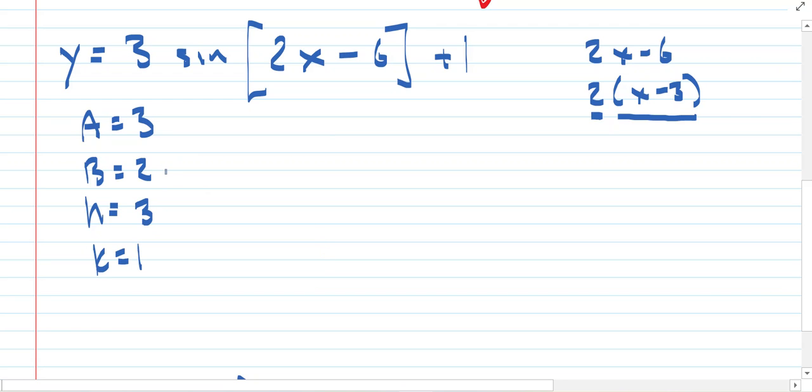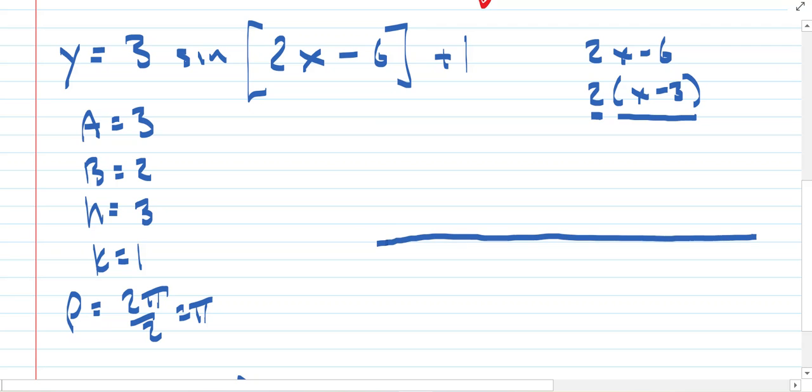Now, B is equal to 2, so that means the period is going to be 2 pi divided by 2, or pi. So I'm going to draw a vertical line, and this is not the x-axis. This is my midline. And I'm going to draw a vertical line, and it is not the y-axis. So what I'm going to do is I'm going to label my midline, which is my k value. So there's 1.